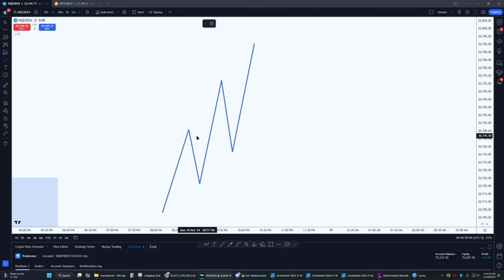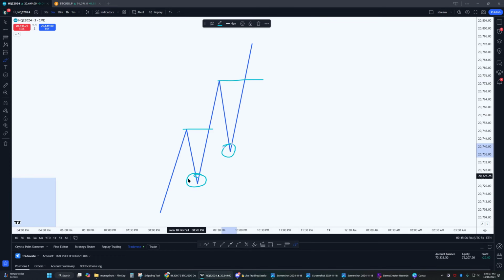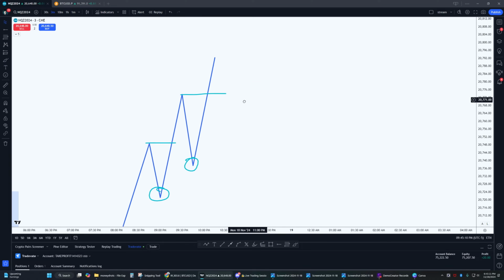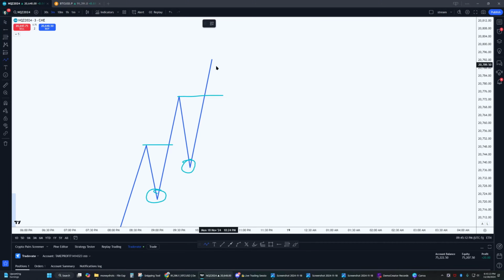As soon as this high is taken out here, this makes this a strong low. So once you see price break above here, price comes back down, you should expect this low to hold. Same goes, and the trend only ends once that pattern is broken.